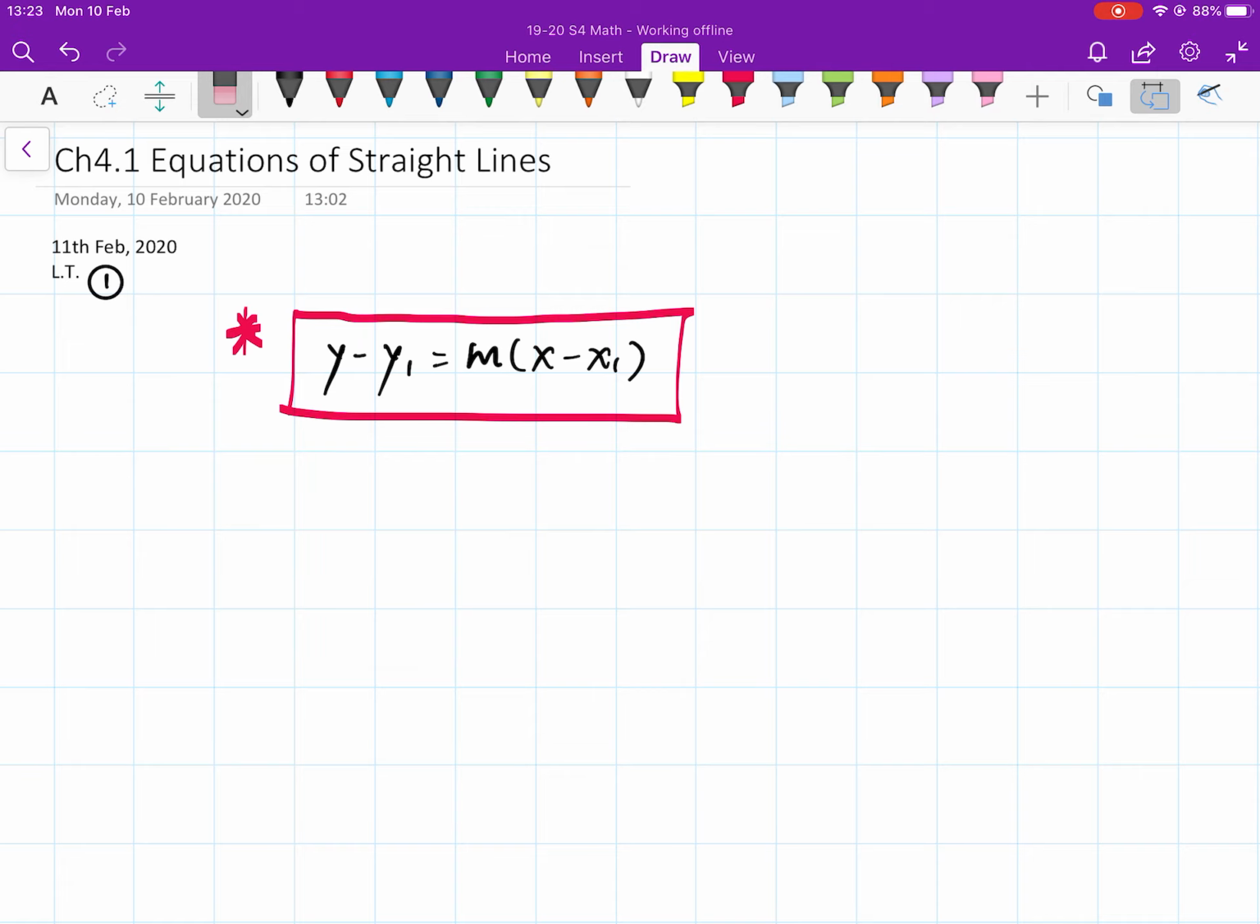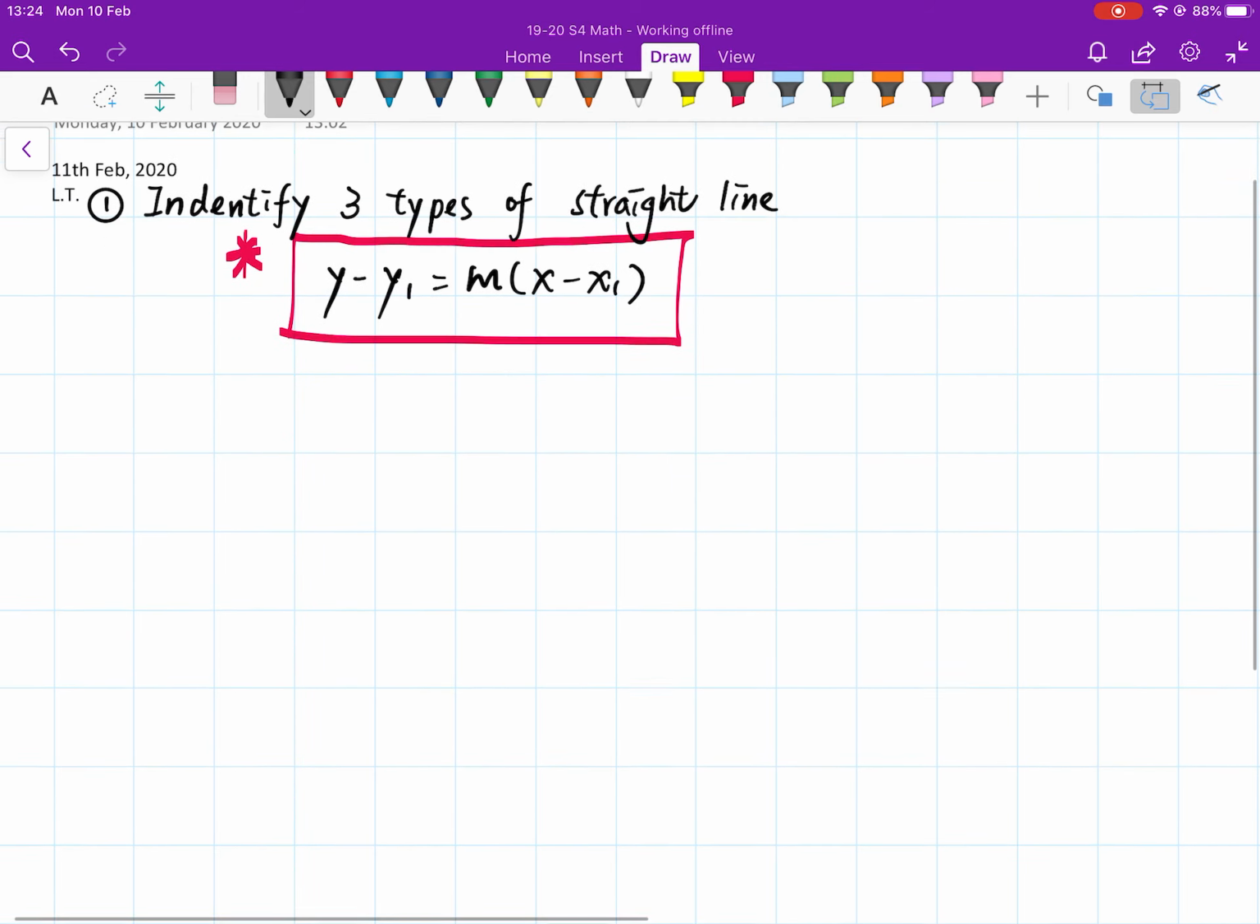This video is going to talk about more concepts about equations of straight line. Please turn to a new page of your notebook. Write down the date of today and the learning target: identify three types of straight line. Okay, and a red box representing the equation of straight line that we have already learned. Okay, so let's go.